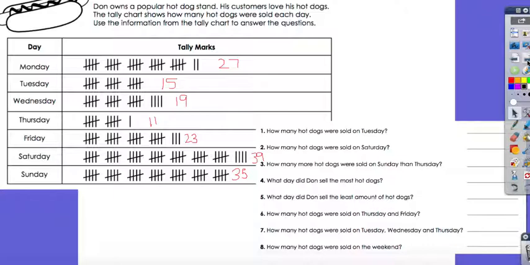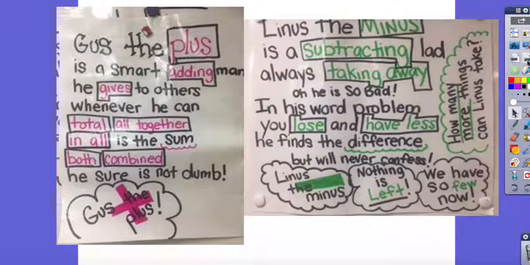So let's remind ourselves of our Gus the plus and Linus the minus. So remember, Gus the plus is a smart adding man. He gives to others whenever he can. Total, all together, in all is the sum. Both, combined, he sure is not dumb. So if you see words that show that you're putting things together, you're combining, it says both, in all, total, you know that that's going to be a Gus the plus move.